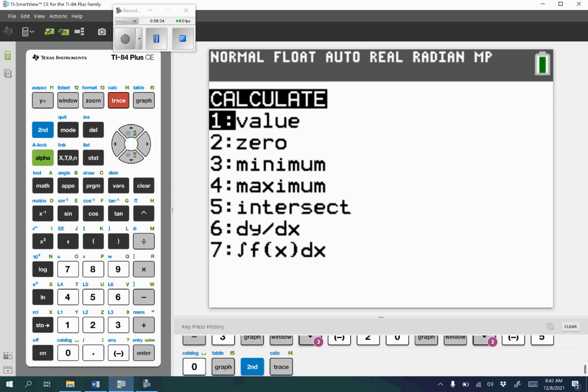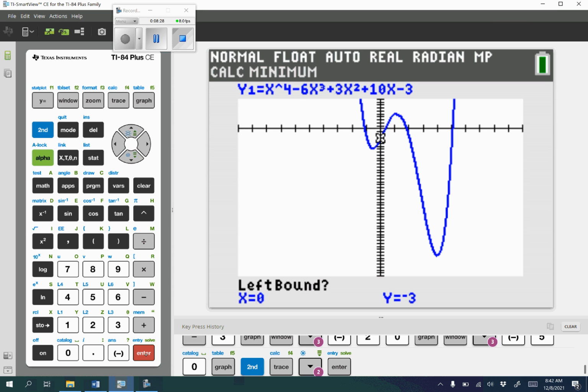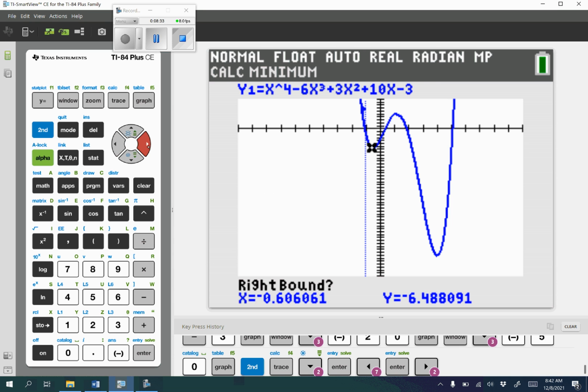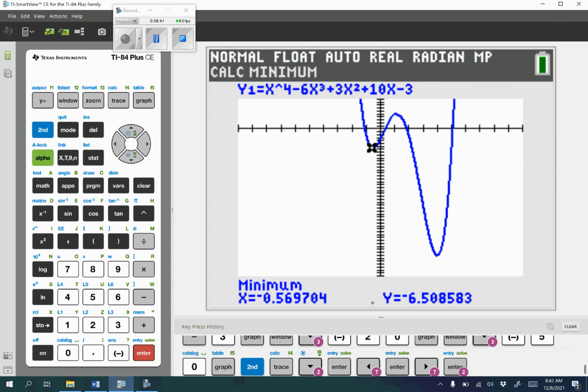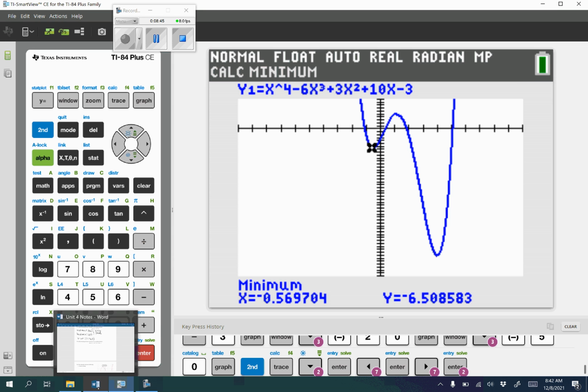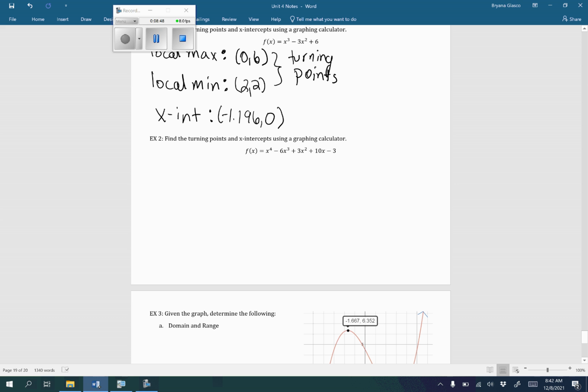So we press second trace. I go to minimum, which is 3. Okay, my first one, I need to be on the left side. There we go. And then on the right side, on the increasing part here, and press enter. There we go. And here we're just going to once again round to 3 decimal places if possible. So this is one of our minimums here. Let's write that down. I'm going to write down local min.